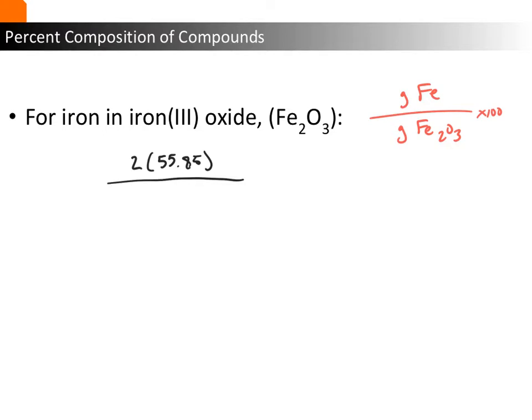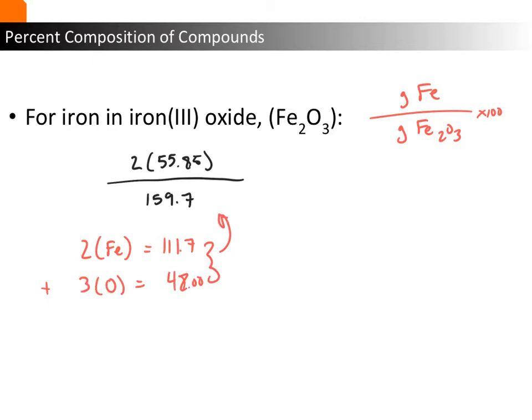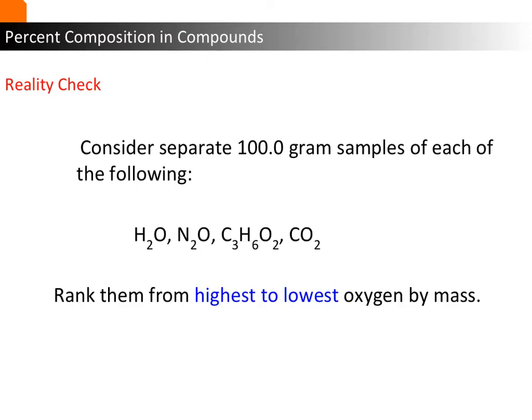Now, I need to divide by the molar mass. If I take 2 irons and add those to 3 oxygens, I get a mass of 159.7. Now, when I put those into my calculator and I multiply by 100, I'm going to get a percent. And the answer is 69.9%. That last one was just dipping our toe into the kiddie pool.